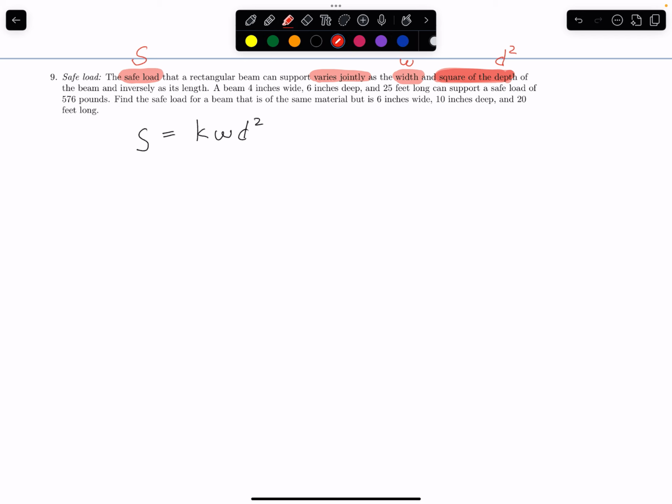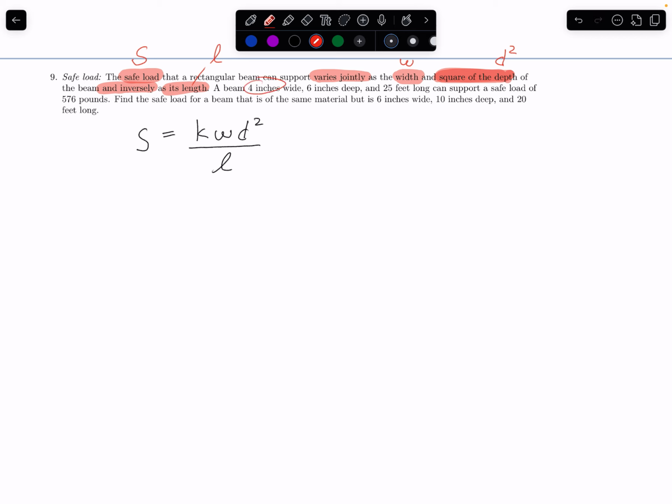Okay, but we're not finished reading the sentence. It says inversely as its length. Okay, so that means let's call the length L for length, right? Varying inversely means I should have the L on the bottom of the fraction. So there's my full equation. Now I'm expecting them to give me information that will enable me to solve for that missing K, the constant. Let's see what they tell me.